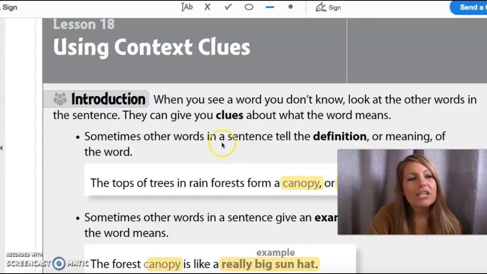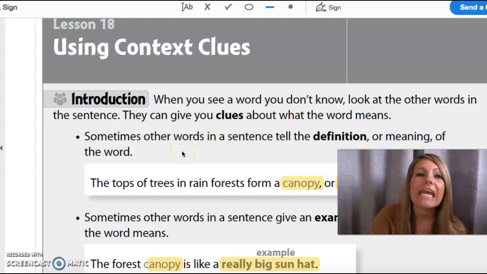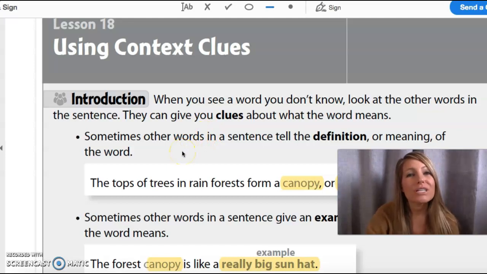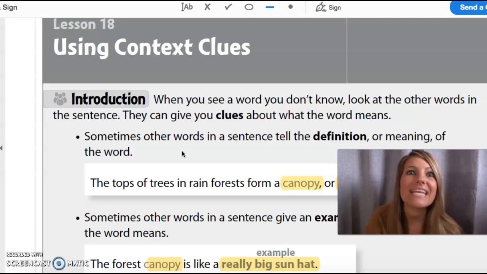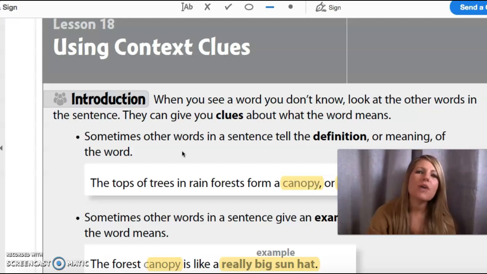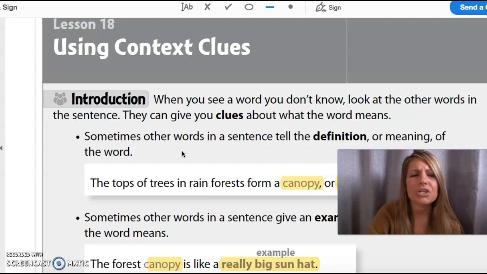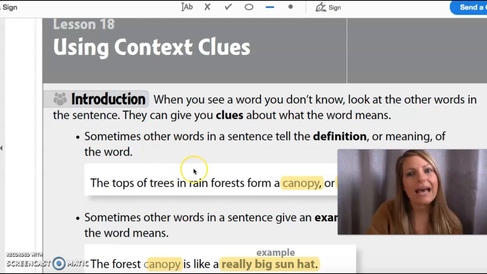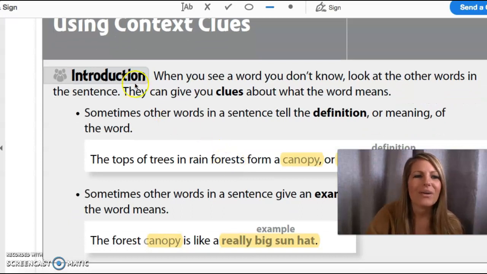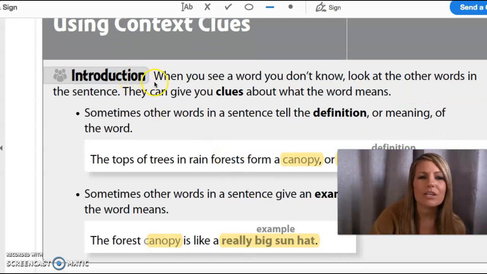All right, on page 21, our objective today is to find out what words mean that we're unsure of by looking at clues in the sentence. Sometimes you come across words while you're reading that you're not quite sure the meaning of. Luckily, as great readers, we can use different clues to help us figure out what those words mean. So we're going to dive right in where it says introduction, and I'm going to read you some things that might help us figure out what those words mean today.